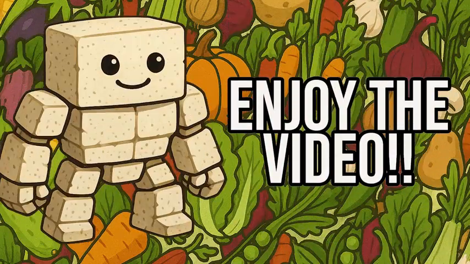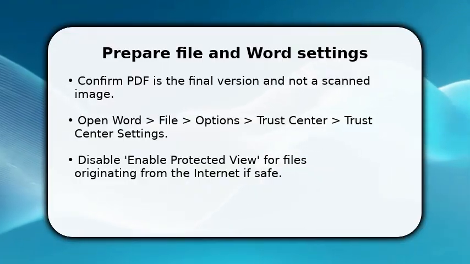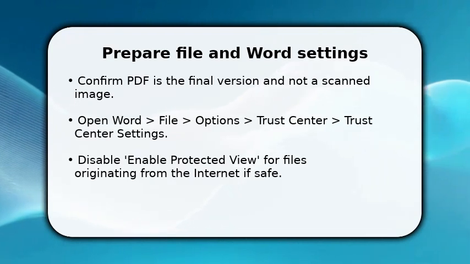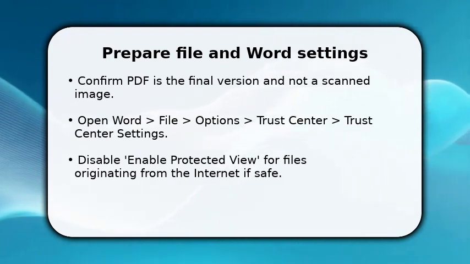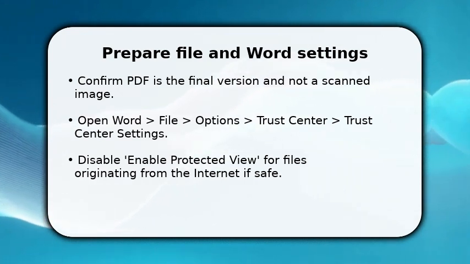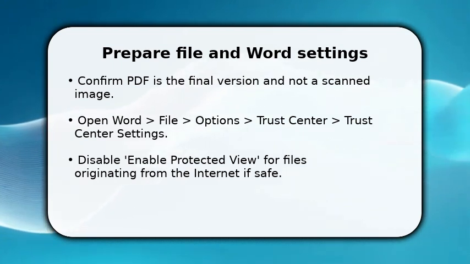Please enjoy the video. You start by verifying the PDF itself. Make sure it is digital text, not a scanned image, because Word converts text differently than images. Open Word and go straight to Options, then Trust Center Settings to adjust how Word opens external files. This prevents automatic conversion triggers and removes some safety wrappers.